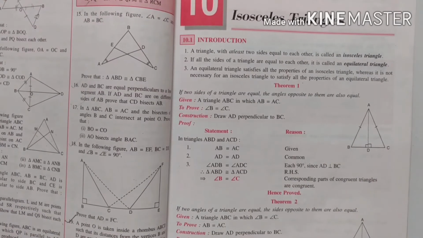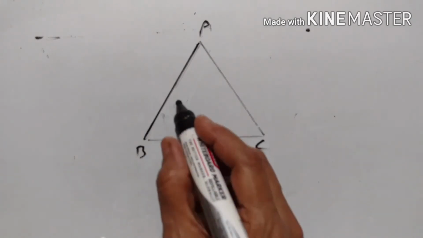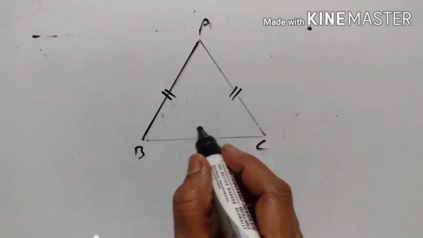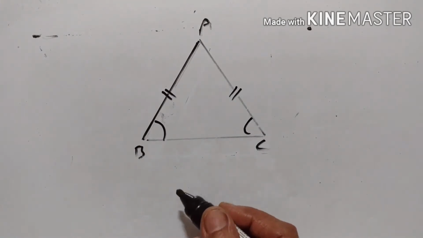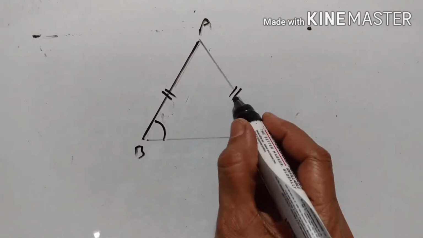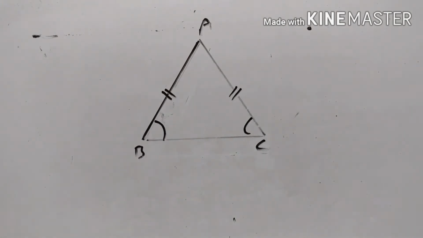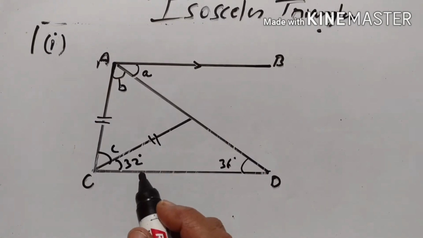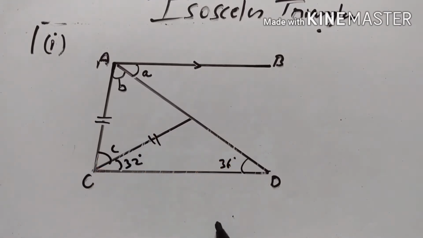Let's go to the 10th chapter, isosceles triangles. You know in isosceles triangles, two sides are equal. If AB is equal to AC, then the angles opposite equal sides are equal. If two angles are equal, then the sides opposite equal angles are equal. Example sums. Here we have to find the values of A, B and C.